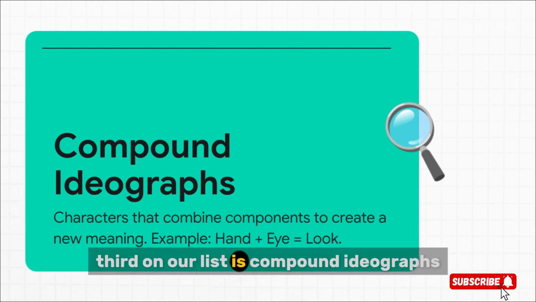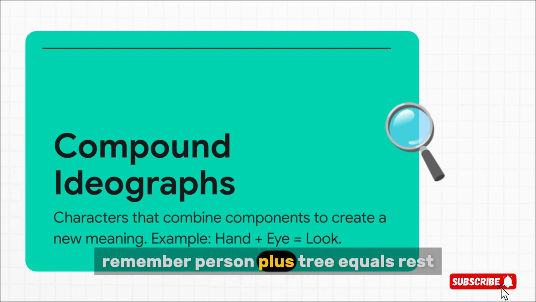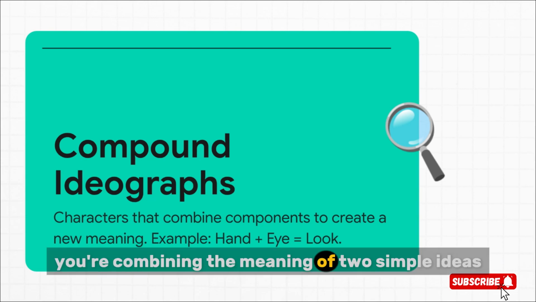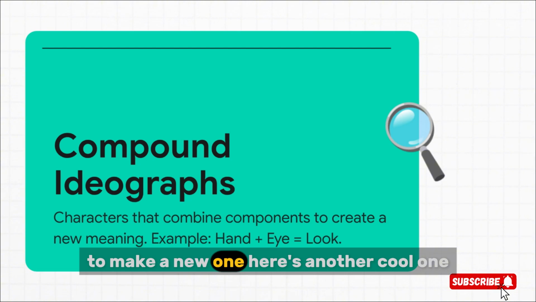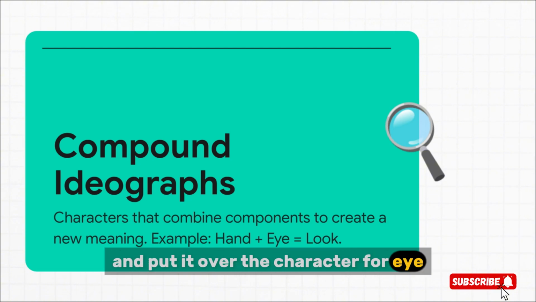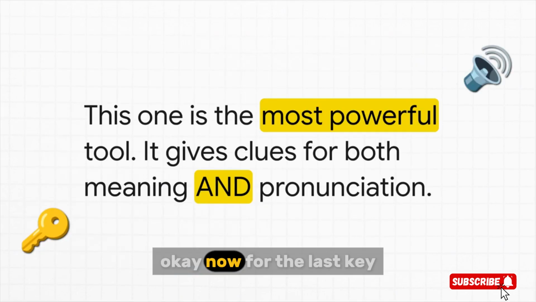Third on our list is compound ideographs. We've actually already seen this one. Remember, person plus tree equals rest? That's a perfect example. You're combining the meaning of 2 simple ideas to make a new one. Here's another cool one. You take the character for hand and put it over the character for eye, and you get the character for look. Makes sense, right?